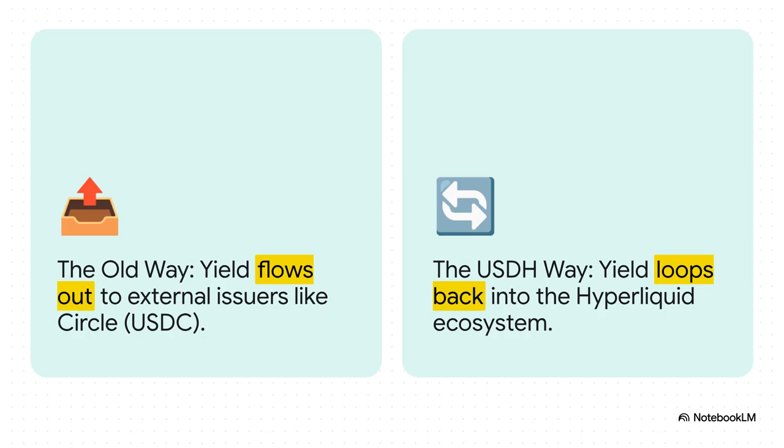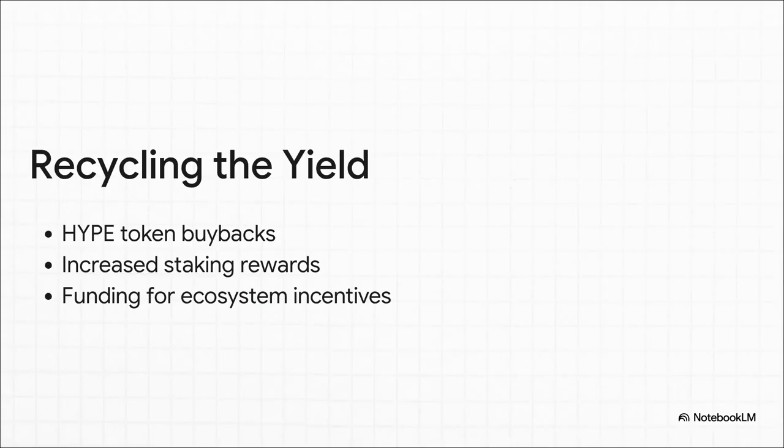It goes to an external company. But the USDH model creates this incredibly powerful feedback loop. The value that's generated by the platform's own users actually stays on the platform and benefits those very same users. It's a closed loop. So how exactly does that work? How is that yield recycled?